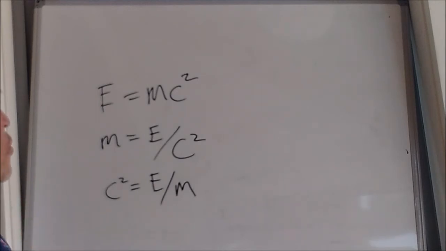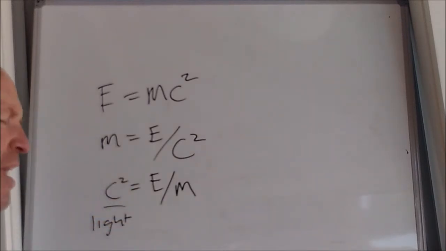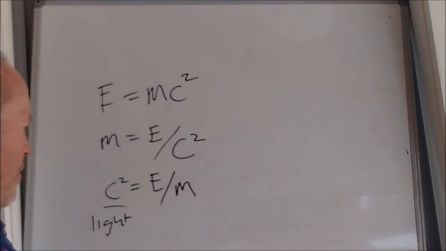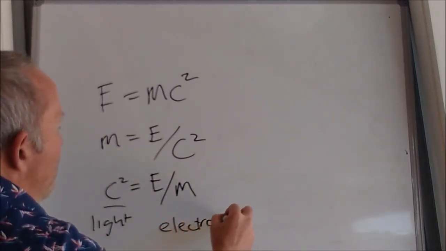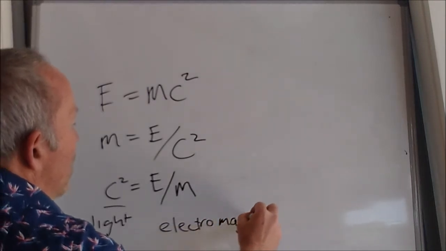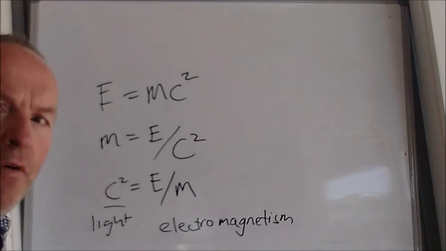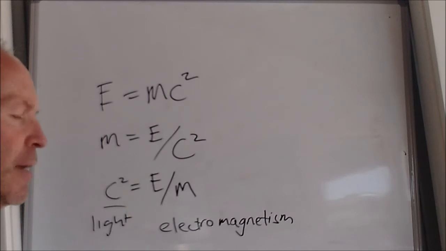Now, these three interpretations, this we know is light, and it's light squared. Here we have electromagnetism. So the interaction of the electric field with the magnetic field providing light.